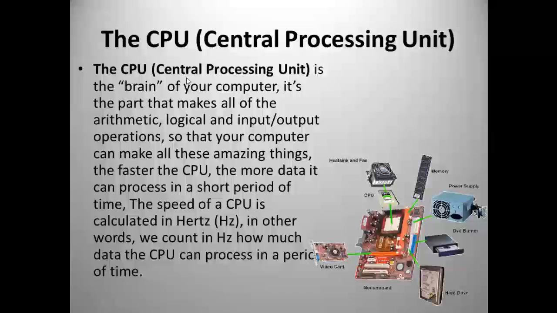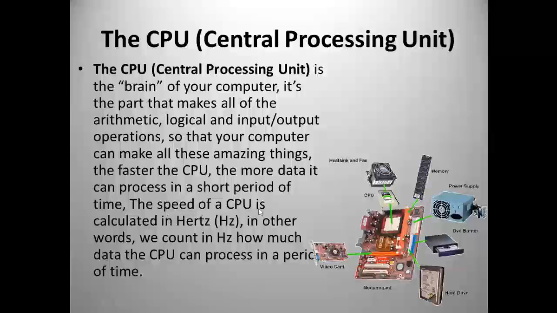So the Central Processing Unit, or CPU, is the brain of your computer. It's the part that does all of the arithmetic, logical, and input-output operations so that your computer can do all these amazing things. The faster the CPU, the more data it can process in a short period.